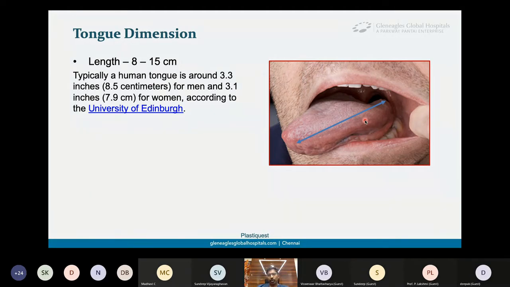Otherwise, usually only the oral tongue, it's around 7 to 8 centimeter. And there has even been a study on it. What is the average length, by the University of Edinburgh? It's around 8.5 centimeter in a male, and the female has a slightly shorter tongue.